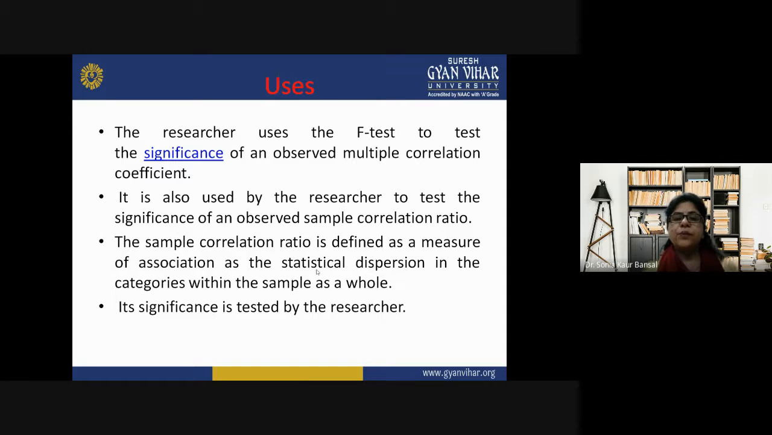It is also used by the researcher to test the significance of an observed sample correlation ratio. The sample correlation ratio is defined as a measure of association, as the statistical dispersion in the categories within the sample as a whole. So its significance is tested by the researcher. All right, students. So just remember, the F-test is another very important part in research when we are going to give statistical treatment to our data. So understand it in that way.